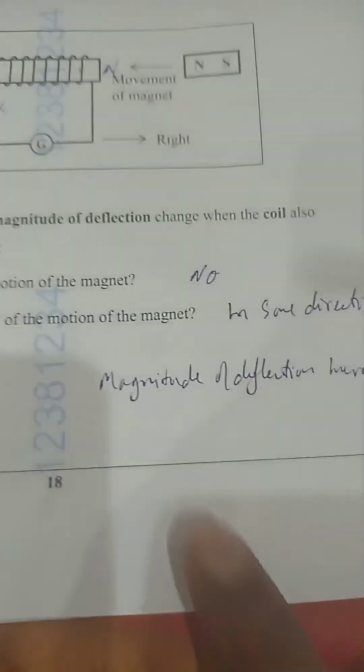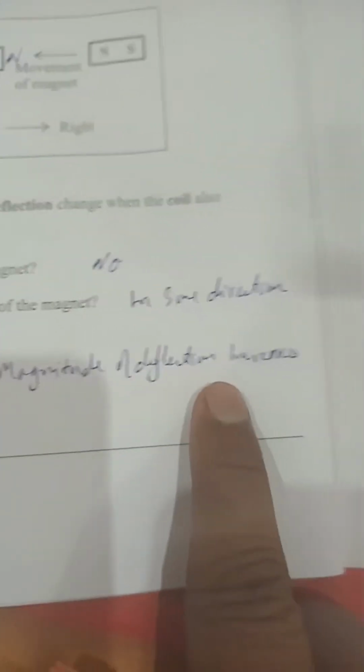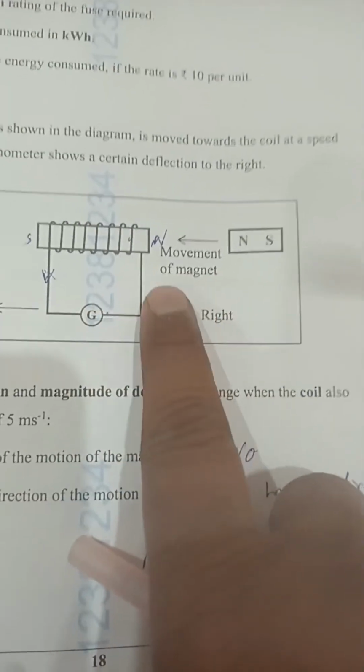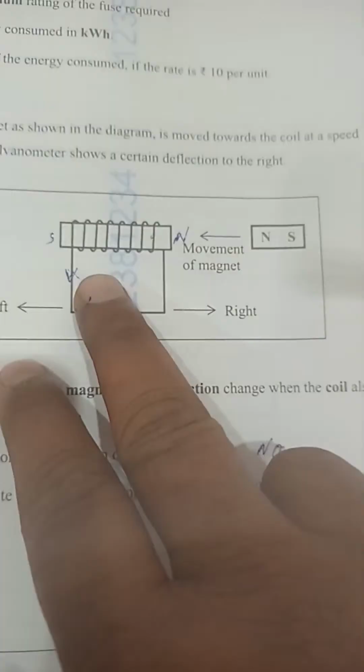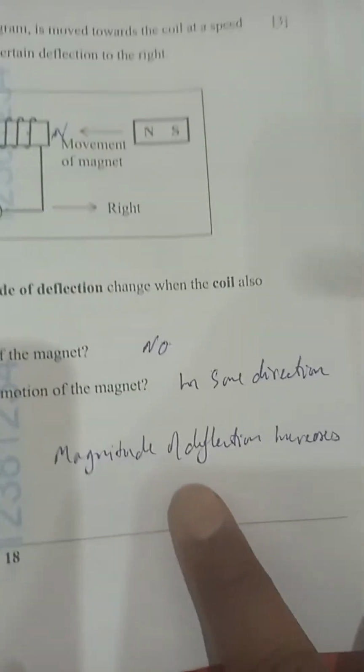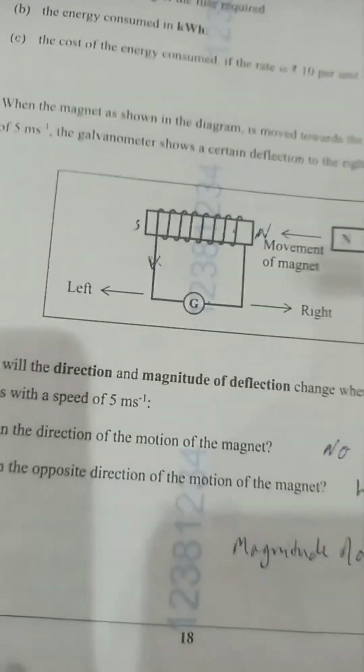Now the magnitude of deflection will be increased. The magnitude of deflection will increase because the rate of change of magnetic flux is increased. When both move, the rate of change of flux will change. So the magnitude of deflection will increase, more current will be induced.